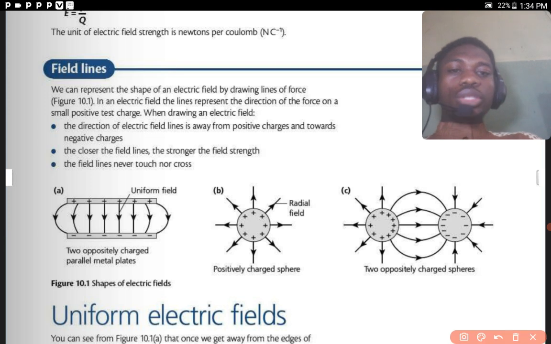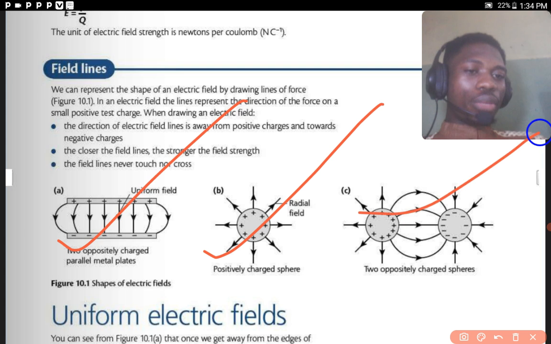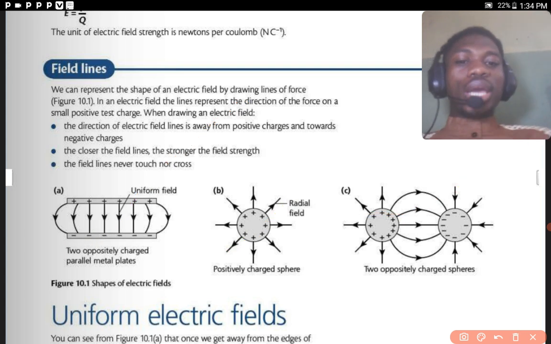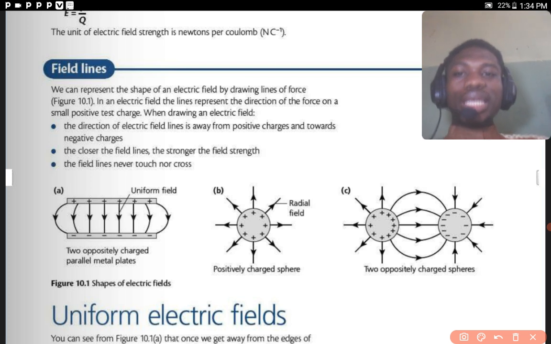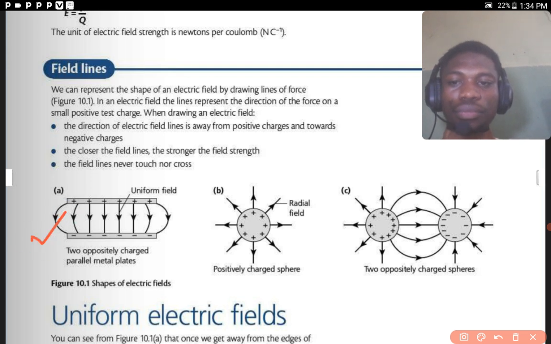Now let us look at examples. Okay, look at your screen. Watch your screen. You see 1, 2, 3. These are examples of electric field lines. Here you can see the direction of electric field lines. Okay, let's start with diagram A. Then we go to B and C. Take a close look at the three structures.